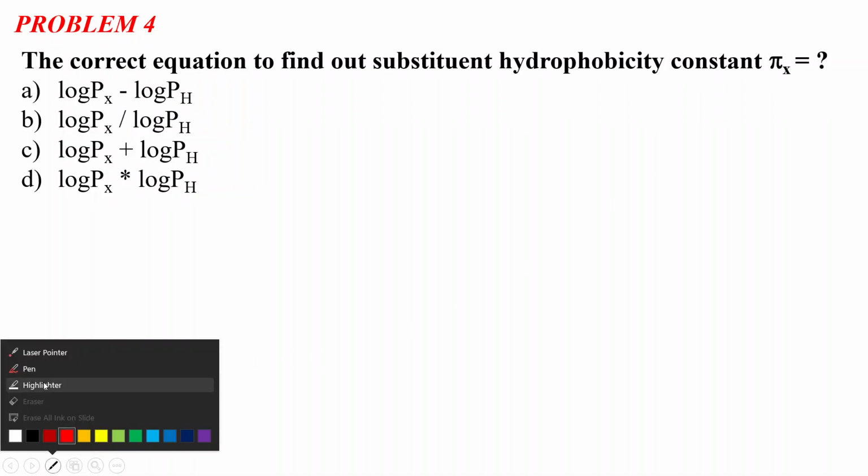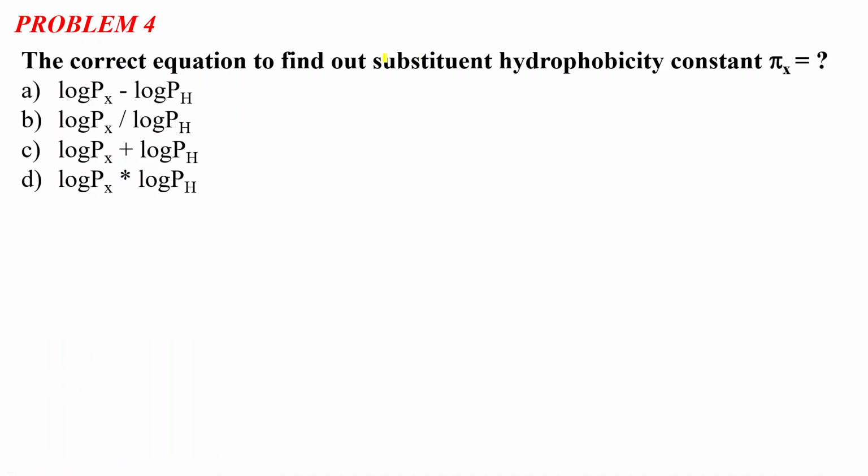So this pi x is very important. This is known as a substituent hydrophobicity constant. Why it is important, I will be discussing in a couple of minutes. But first, you have to identify which of the following is the correct representation of this substituent constant pi x. Number A, log Px minus log PH; number B, log Px divided by log PH; number C, log Px plus log PH; and number D, log Px into log PH. Let me know A, B, C, or D, which of the following will be the correct answer.